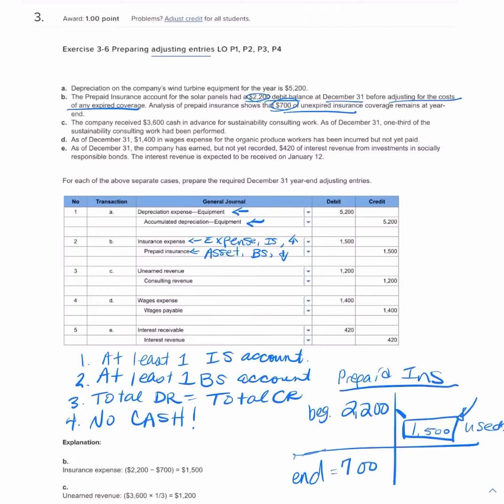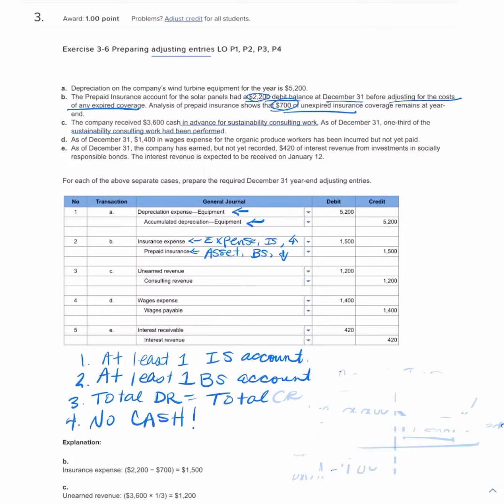Now for the next one here, we're told the company received $3,600 in cash in advance for sustainability accounting work. As of December 31st, 1/3 of the sustainability accounting work had been performed. So in this case, let's just take this one a little bit more slowly because we got some more moving pieces here, some accounts we haven't seen in a while.